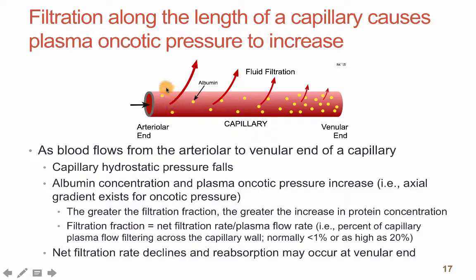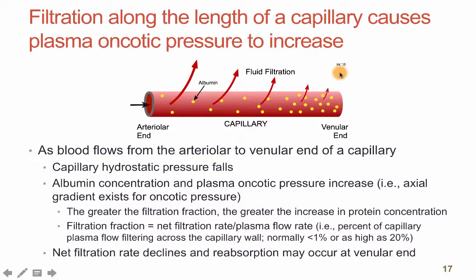So at the arteriolar end of the capillary, the albumin concentration will be lower than at the venular end of the capillary, as shown by these yellow circles in the diagram here. And if the albumin concentration is higher at the venular end, that means that the oncotic pressure is higher at the venular end. So as capillary hydrostatic pressure falls along the length of a capillary, we find that there is an increase in the oncotic pressure, a longitudinal gradient for the oncotic pressure.